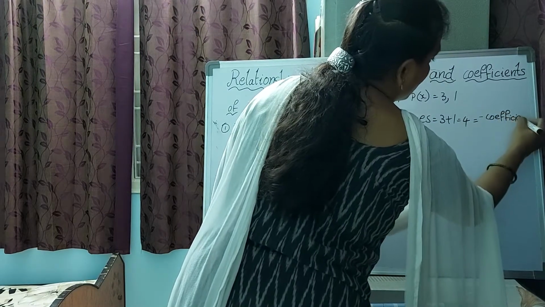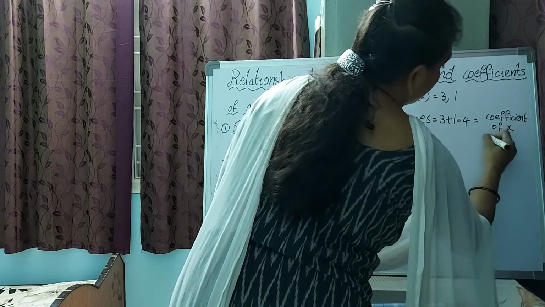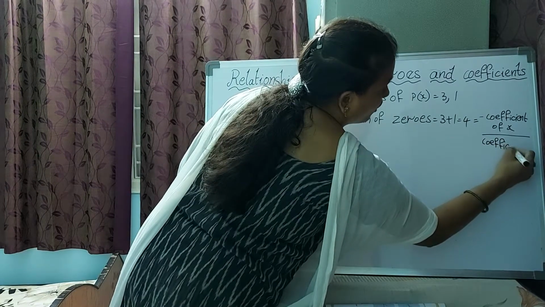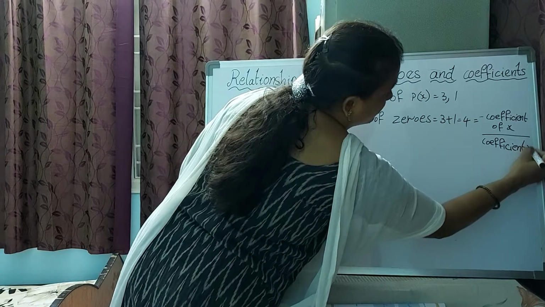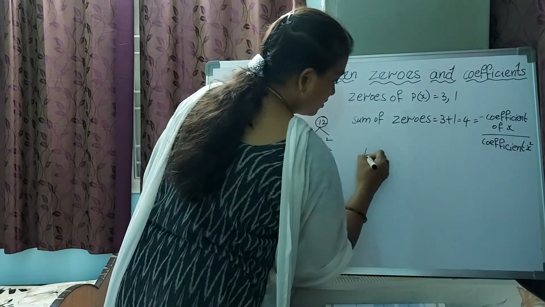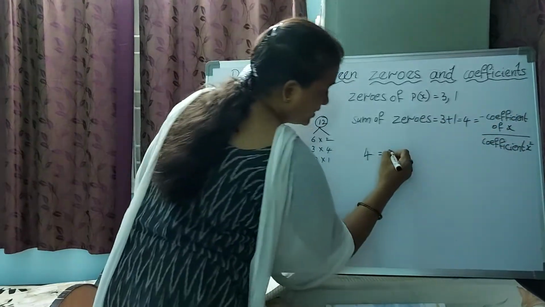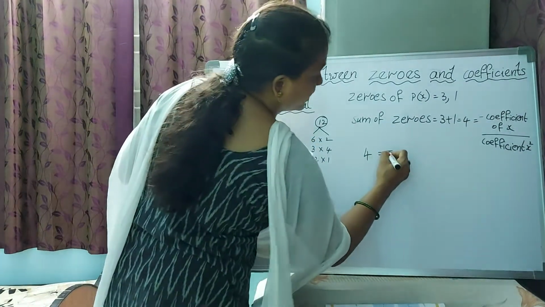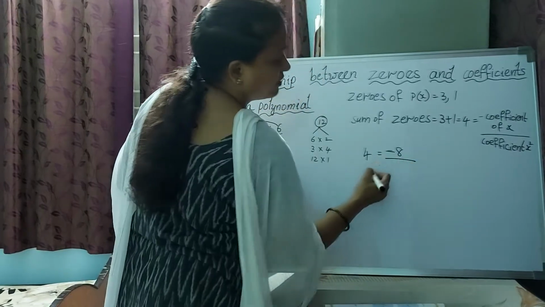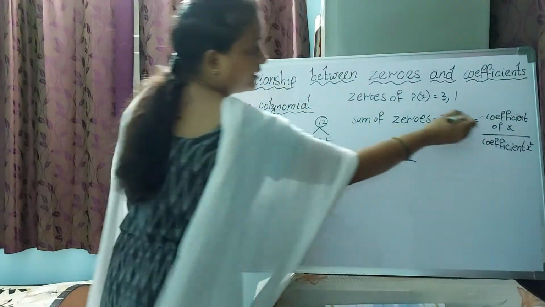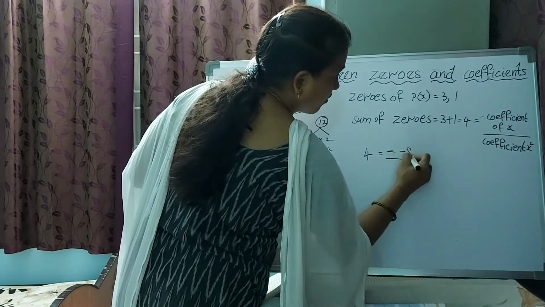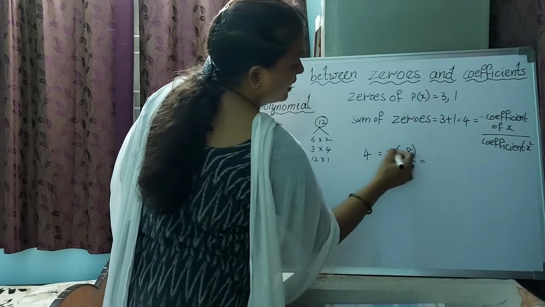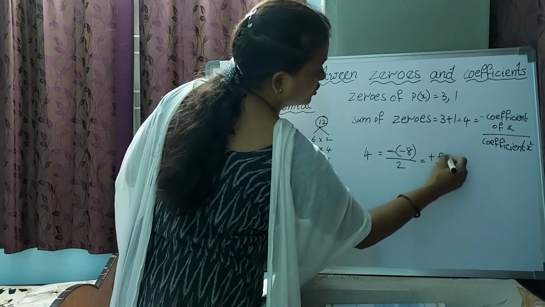Now, if you write it like this: minus coefficient of x by coefficient of x square. See, this is 4. So put a minus symbol. What is the coefficient of x? 8. So minus 8 by, again, the coefficient of x square is 2. So minus into minus is plus, 8 by 2, 2 fours are 8.